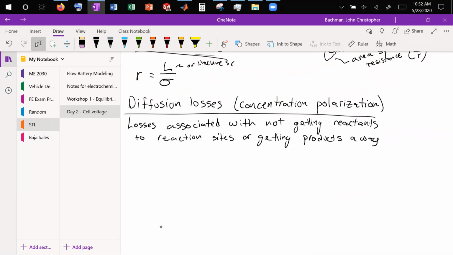And so we've seen from the Nernst equation that you have some change in voltage associated with RT over NF times the natural log of the concentration of your reactants over the concentration of your products, right? Before we were just including the bulk, but actually you need to know what that is right at the surface of the reaction site. So it needs to be at the site.